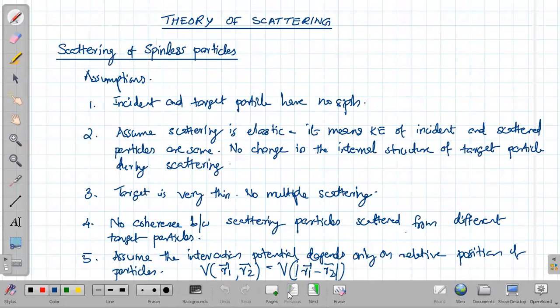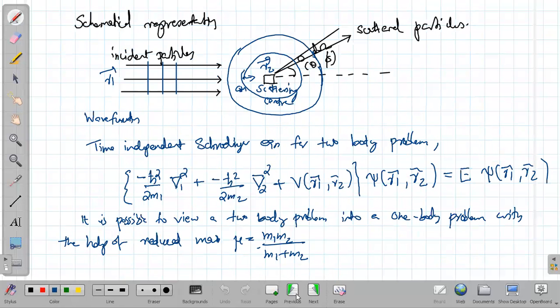We started with the scattering of spinless particles. So we are not considering the spin of the particle in this entire lecture. We are neglecting spin, not only for the incident particle but also for the scattering centers. And there are a few other assumptions also. The scattering centers are very thin, there is no coherence between the scattered particles, and there is no multiple scattering, and so on. We also assume that the interaction potential is independent of the direction between the incoming particle and the scattering center. So it depends only on the separation between them, not on the direction. With all these assumptions, we have made this theoretical picture of the problem.